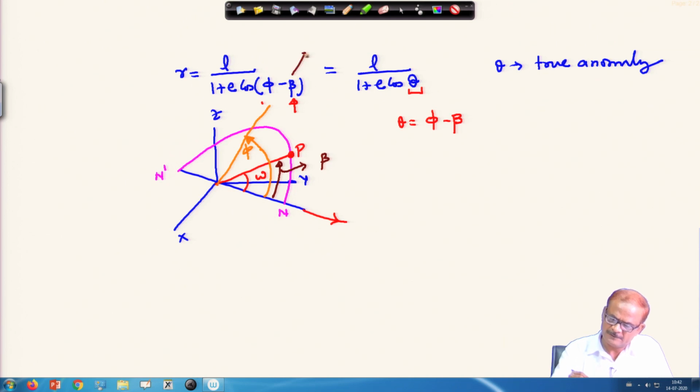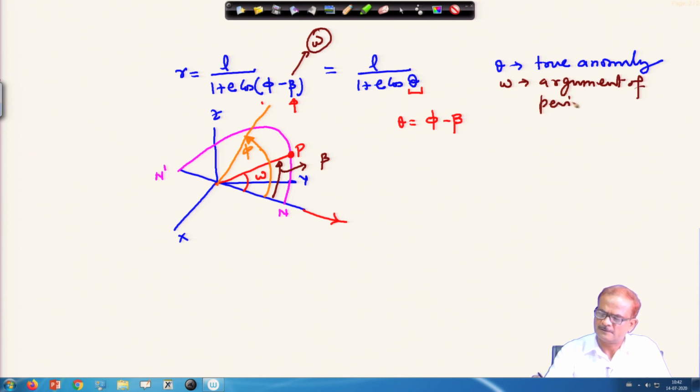Here, whatever beta is appearing is nothing but your small omega, the argument of perigee. We derived the argument of perigee in some other way, but the fact is that the beta appearing here was nothing but the argument of perigee, referred to a certain reference line. Phi is referred to the line n prime O n, and beta is to this place. Therefore, this angle is your theta, shown here.